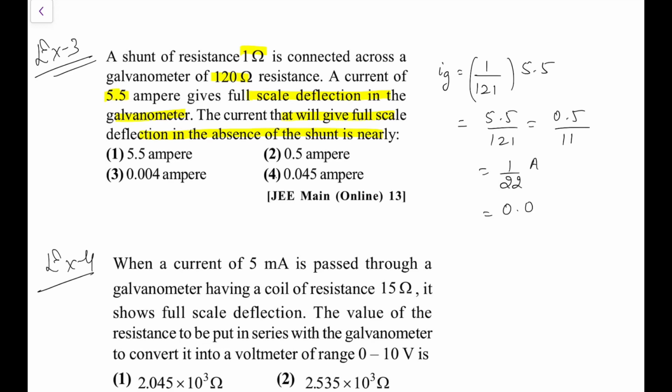Now you have 0 and 100, that would be 4.045 ampere. So go for option 4 here.